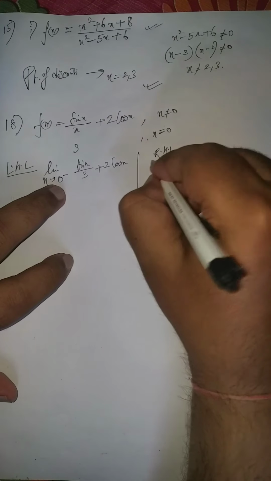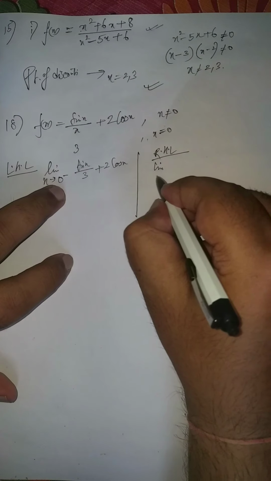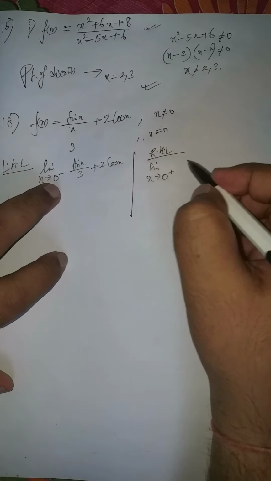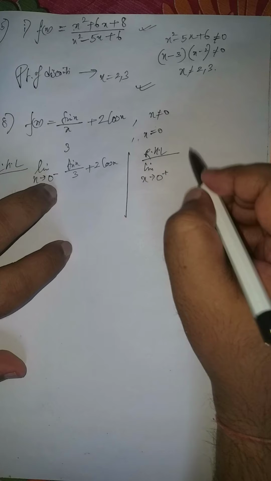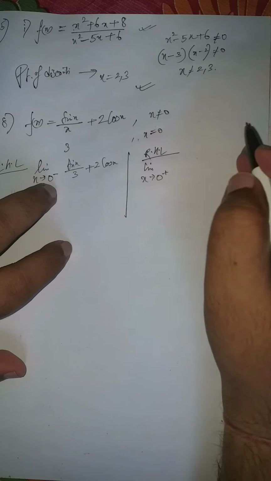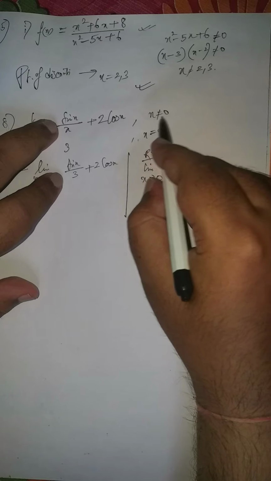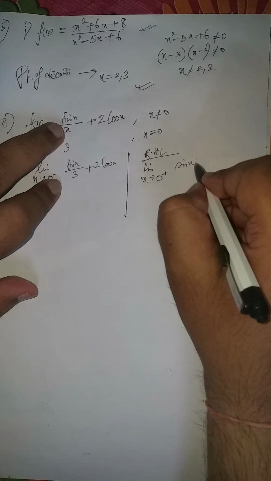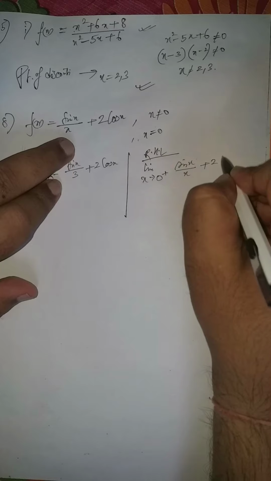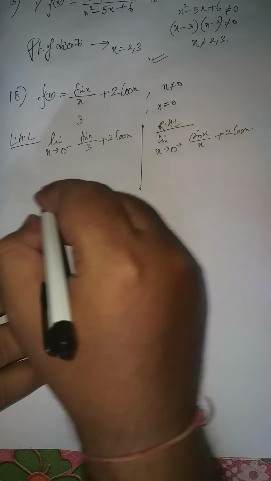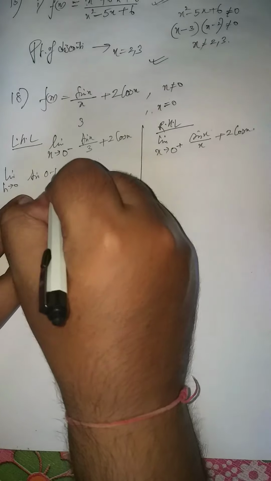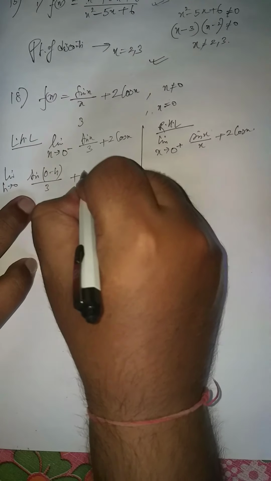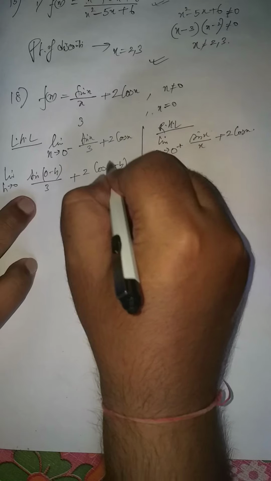For RHL, limit x tends to 0 plus. Again 0 plus means not equal to 0, the tendency of the function is from the right hand side. So for this, when x is not equal to 0, again you have to select sin x by x plus 2 cos x. Now simply evaluate the limits. For this limit x tends to 0, in place of x, what will you write? sin of 0 minus h by 0 minus h plus 2 cos of 0 minus h.